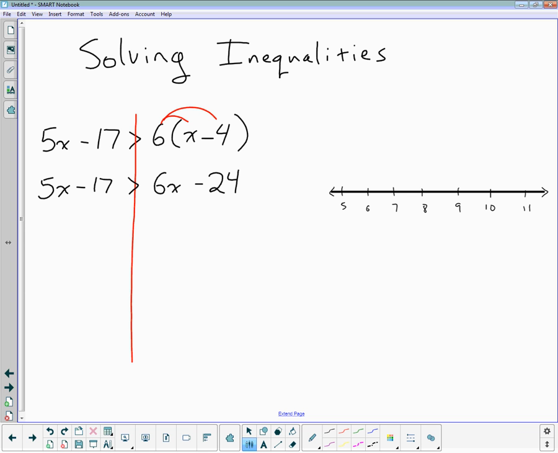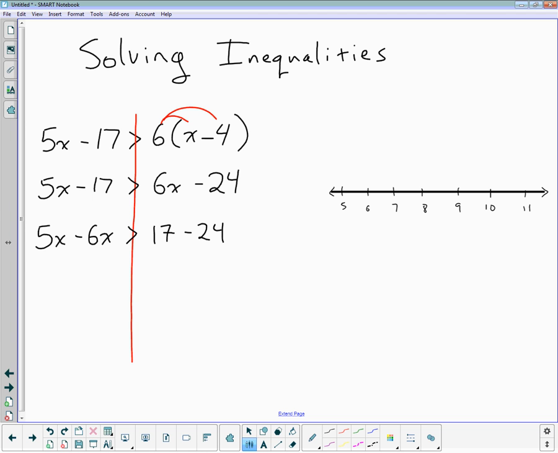Now, we're going to rearrange as we always have. 5x, stay or go? Stay. -17, stay or go? Goes. Comes over to the other side and becomes a positive. 6x, stay or go? Goes. Comes over and becomes a -24.